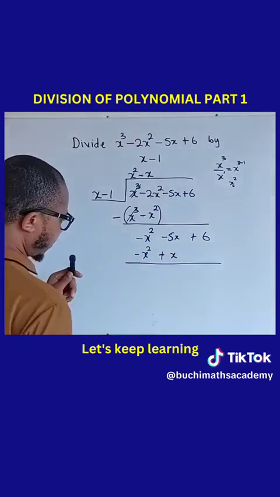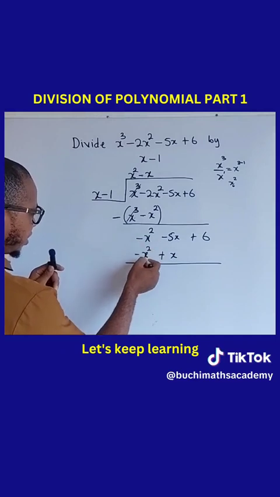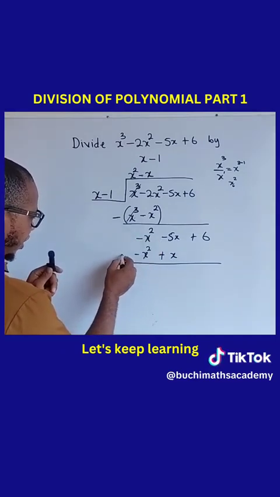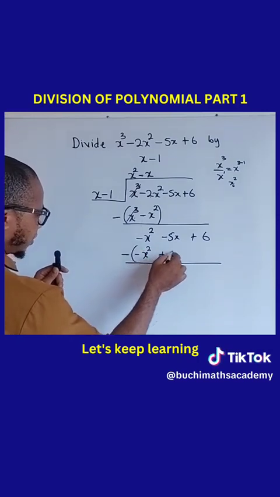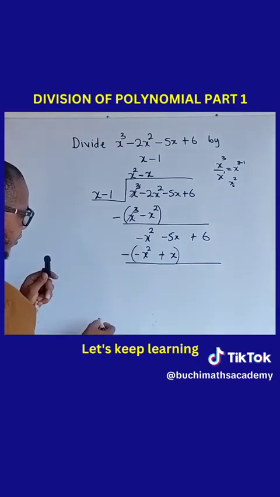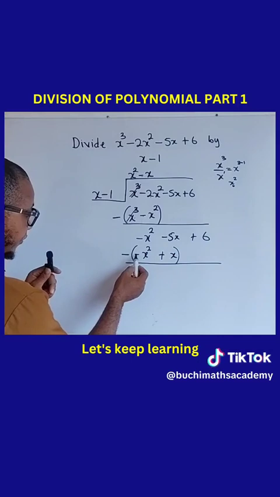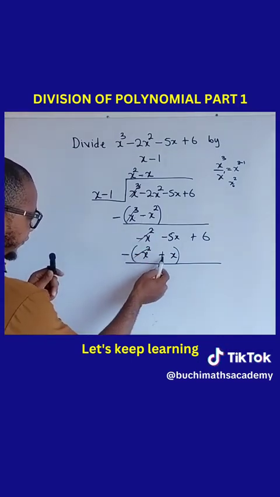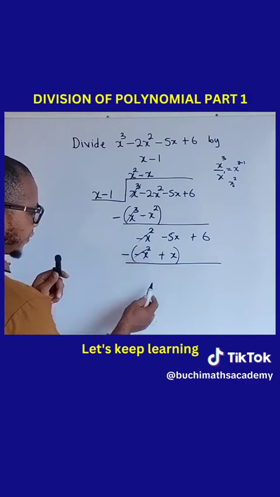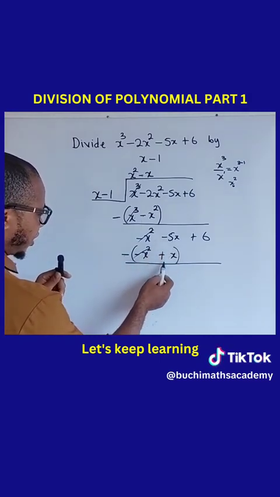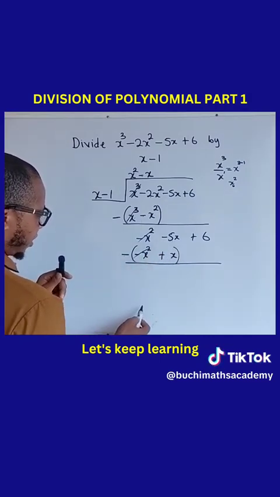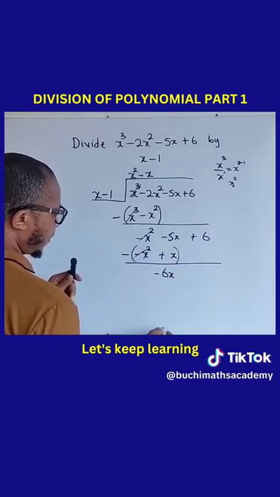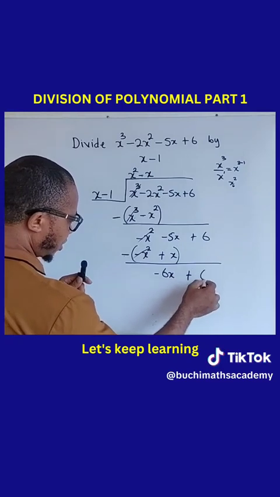You can draw your line as well and try to eliminate this because they are equal, but the sign of one of them must change. So let's add negative here so that we can change the sign to positive. Negative, negative is positive. So this and this are gone. Now this negative will affect this positive to be negative. So we have negative 5x and negative x, which will give us negative 6x. Then we bring down plus 6.